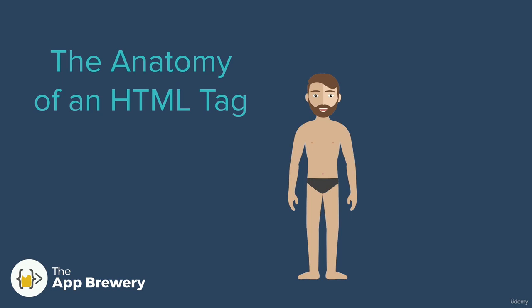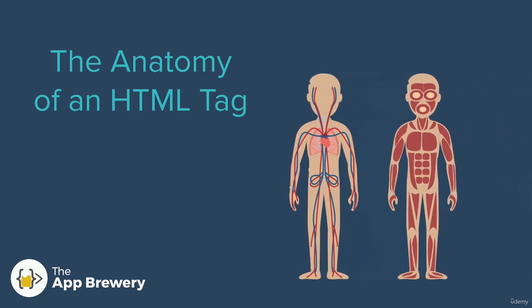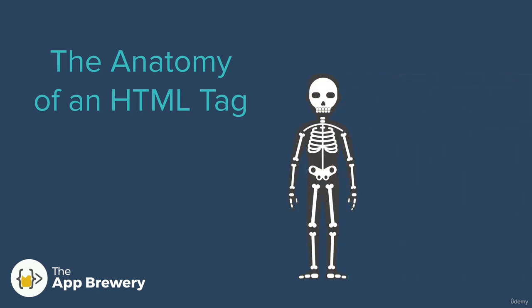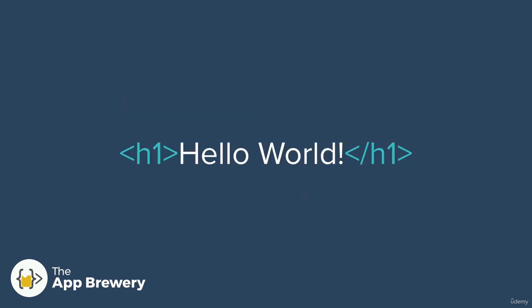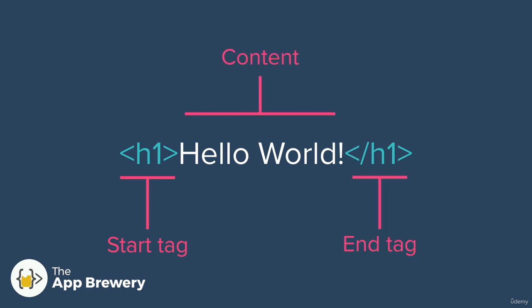All right, so let's talk about the anatomy of an HTML tag and break it down to its component parts so that we can actually understand how they're structured and how we can use them. So we've written HTML elements like so. Here we have the words hello world, and they're enclosed by an opening tag and a closing tag. And in between those tags is the content that we want to apply that structure to.